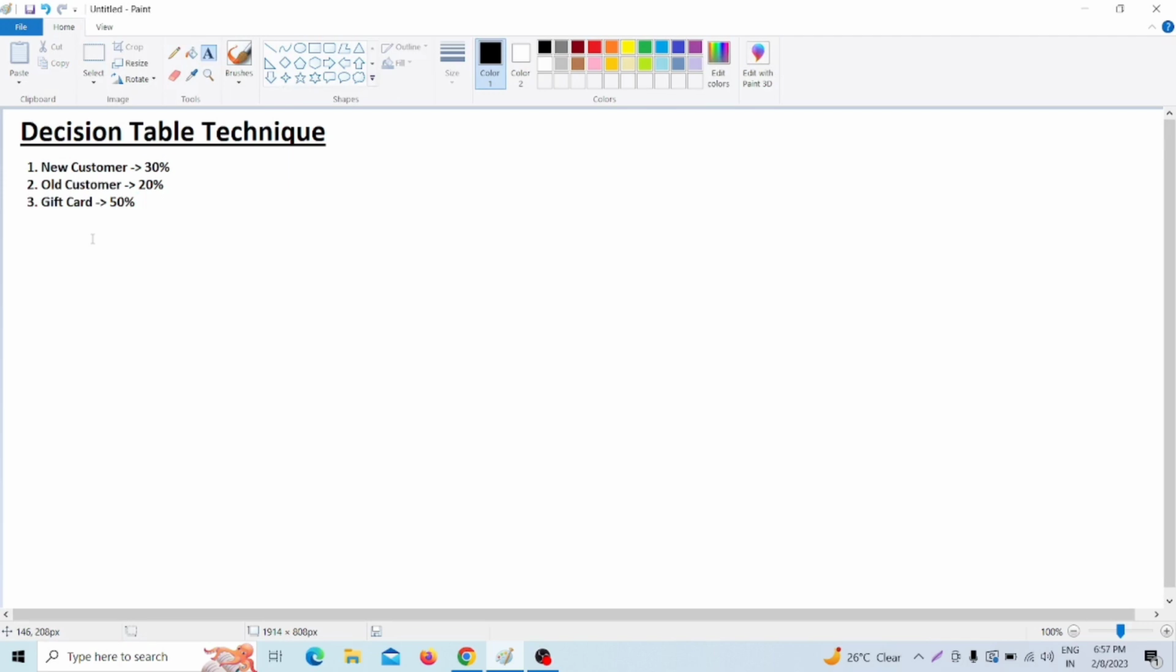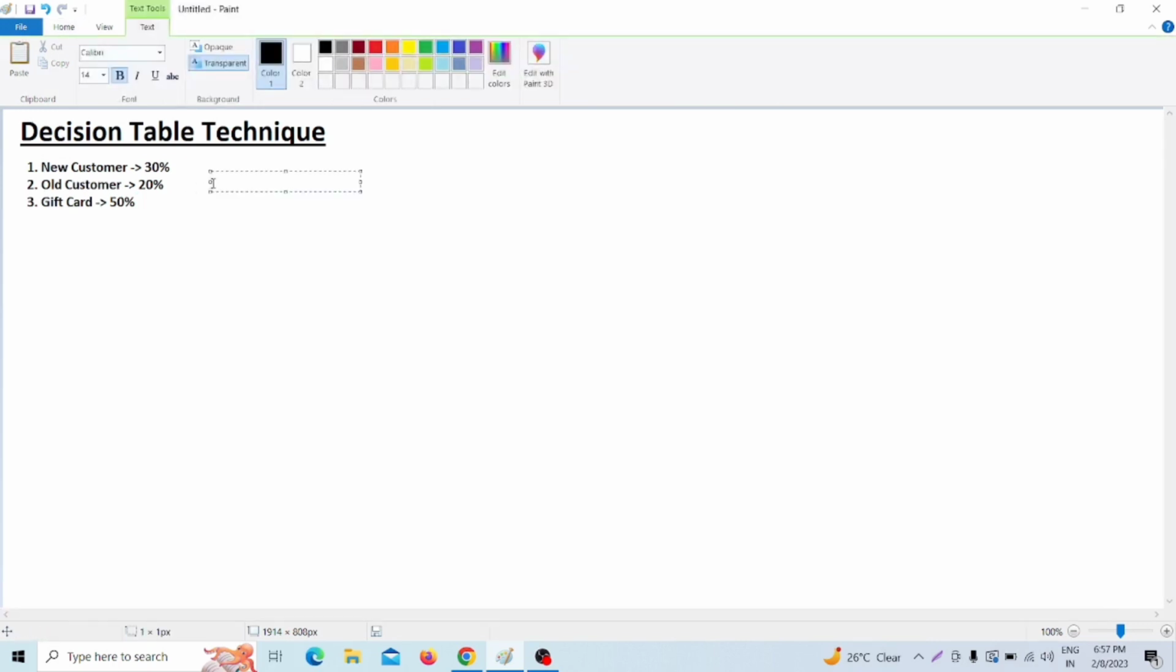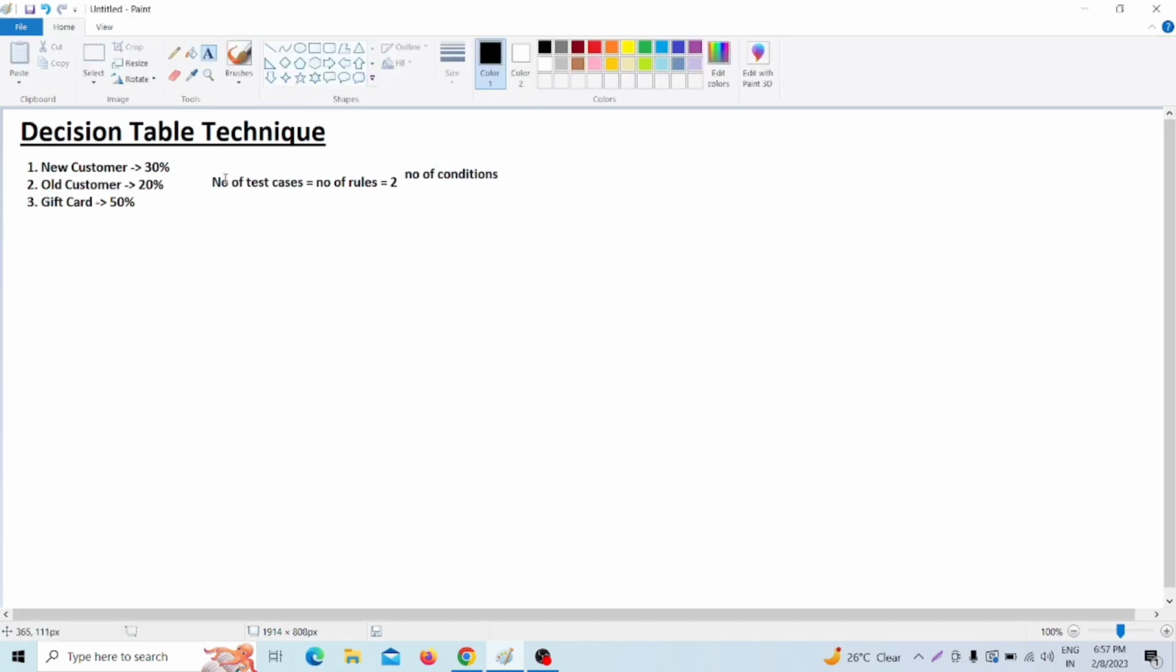So now how will the decision table technique work? For that purpose there is one formula, and you have to remember it. The formula is: number of test cases equals number of rules, and number of rules equals 2 to the power of the number of conditions.